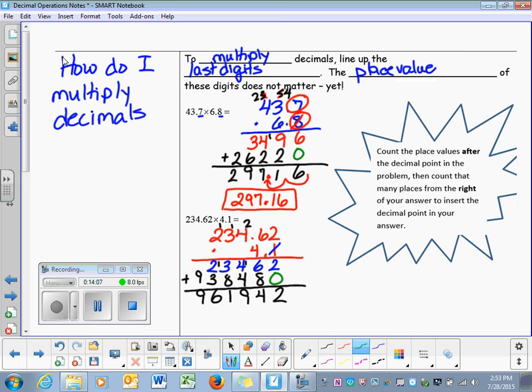Now, I've got 1, 2, 3 places after the decimal point. So I'm going to start on the end and come in 1, 2, 3. So 961 and 942 thousandths is my answer.